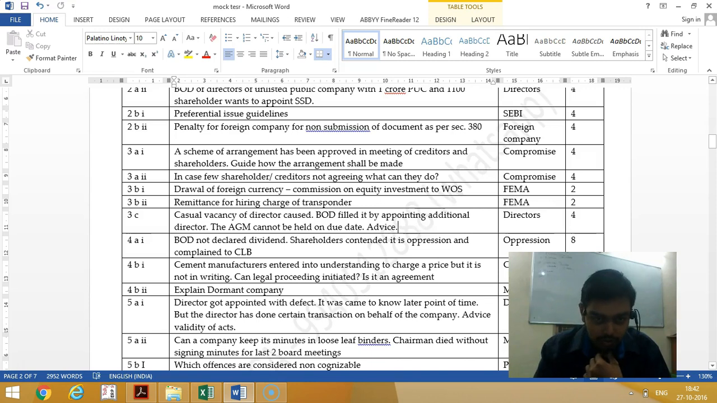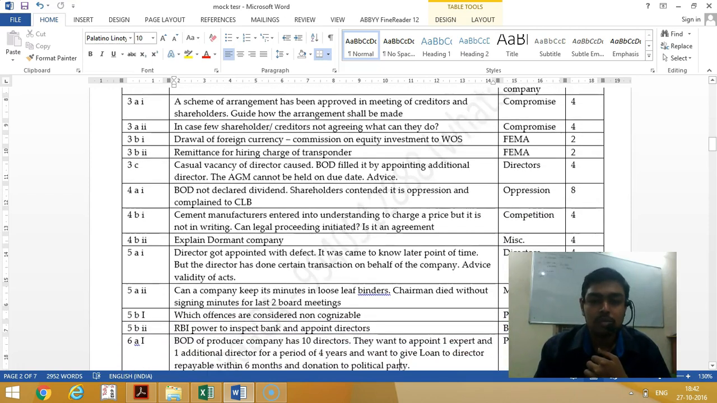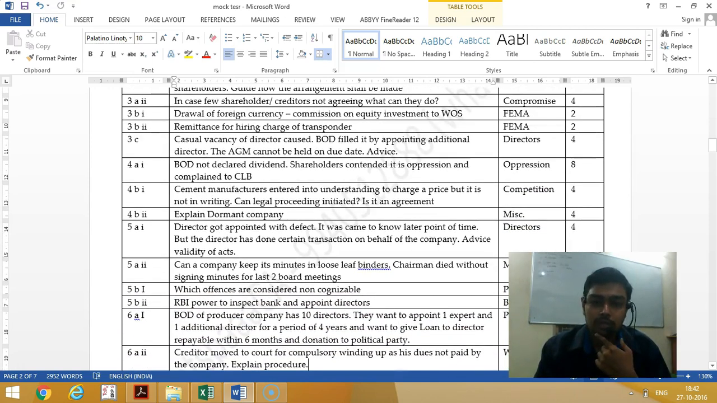No problem. Next. Board not declared dividend. Shareholders contend that it is an oppression and they complain to NCLT. It's not an oppression. It's an 8 marks question, very big. So, what is the definition of oppression? Section 397 you should write. Then when can you file a petition, who can file a petition? That, Section 399, you should write.